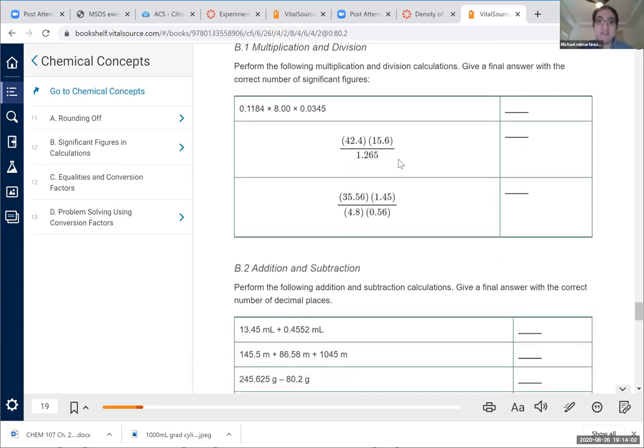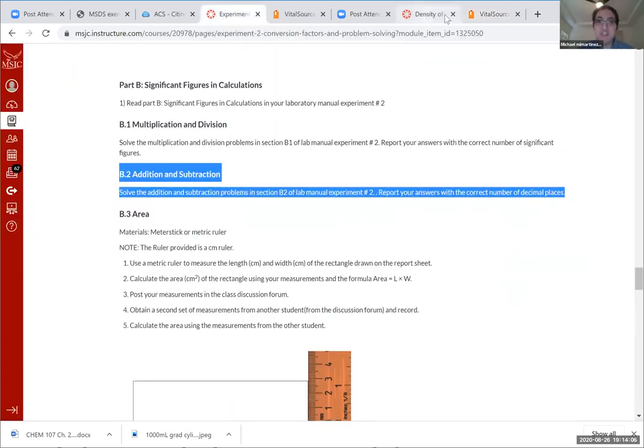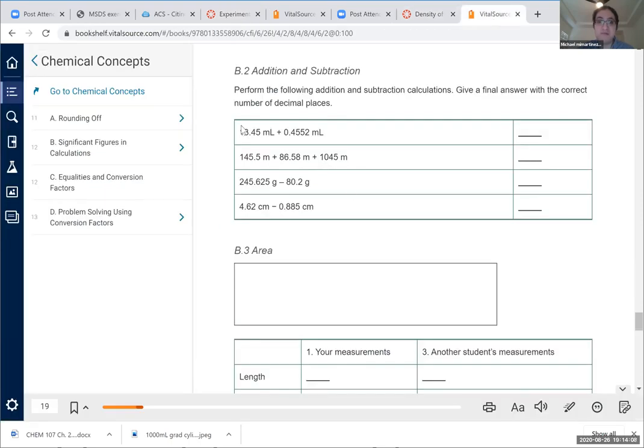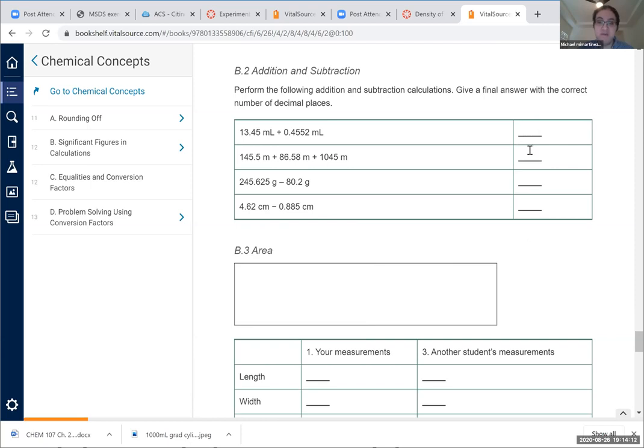Okay, perfect. For part B2, you're just going to solve the addition and subtraction problems. So you have 4 addition and subtraction problems. You should submit 4 answers.